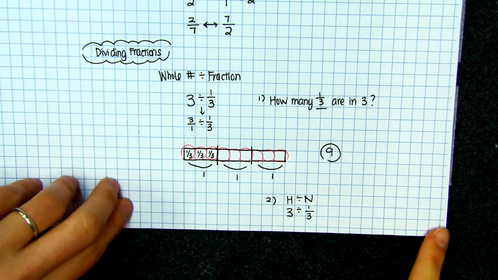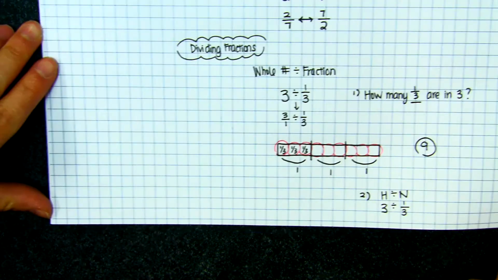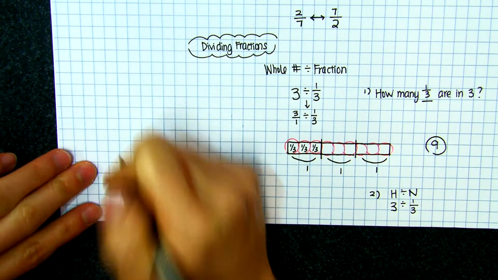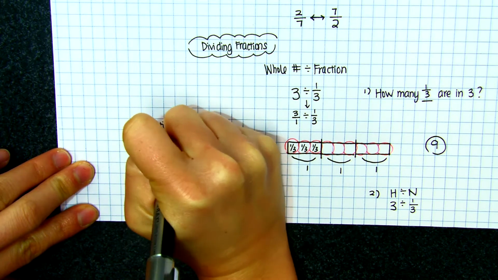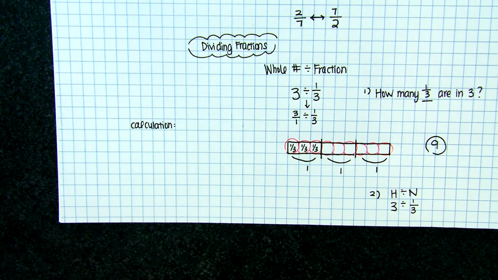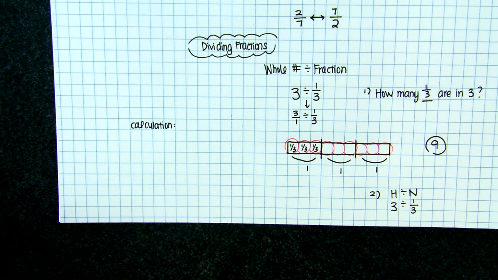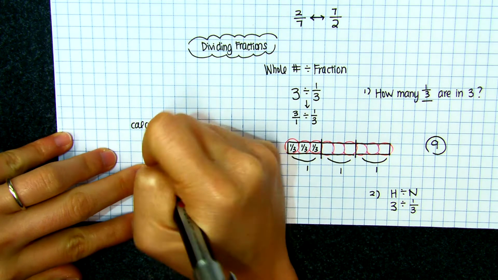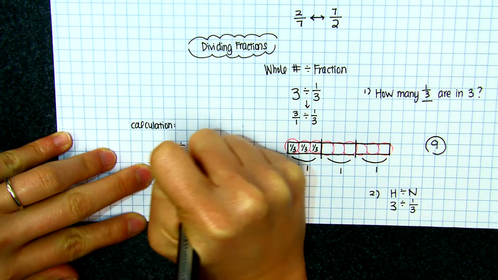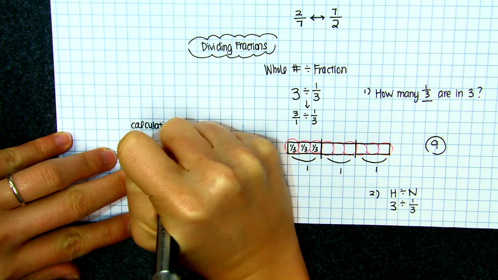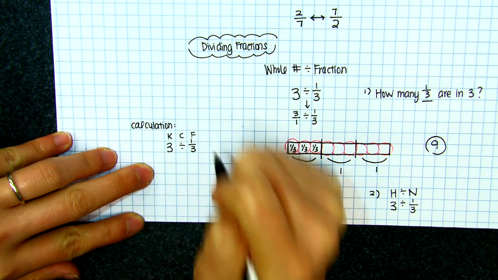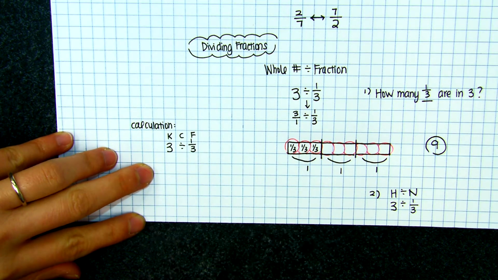Okay. Let's do the calculation, and I'm going to slide it over here so I have space. Let's talk about calculation. We technically do not divide fractions. We actually need to change the division problem into a multiplication problem. So I'm going to write 3 divided by 1/3. And I want you to think about this little phrase. Keep, change, flip. KCF. Kind of like KFC, but not KCF.